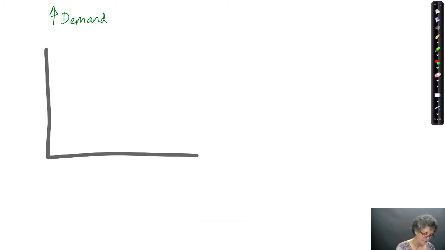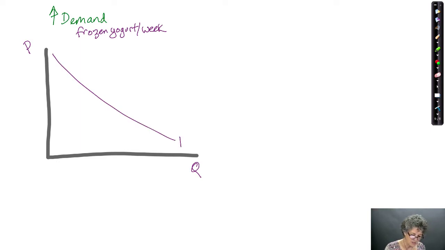Violet. Let's do violet. Price on the vertical, quantity on the horizontal. If you want, why not? Let's just stick with frozen yogurt. So let's stick with the market for frozen yogurt. It's fun. So this is the number of 6-ounce cups of chocolate-flavored frozen yogurt that people want to buy in a week. There's some initial demand curve, D1.